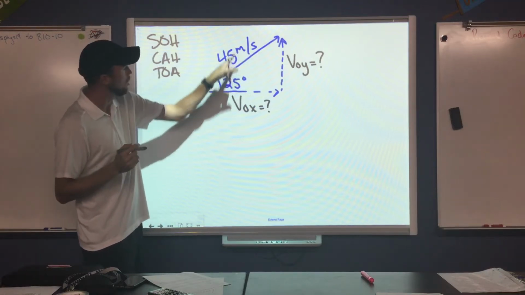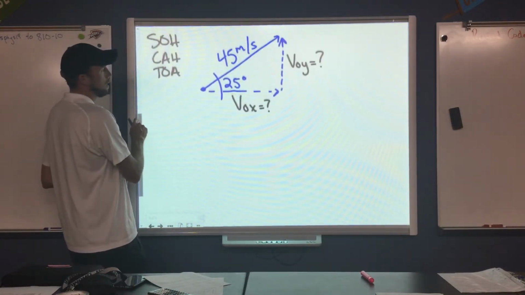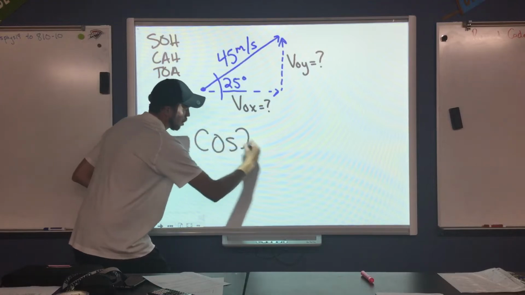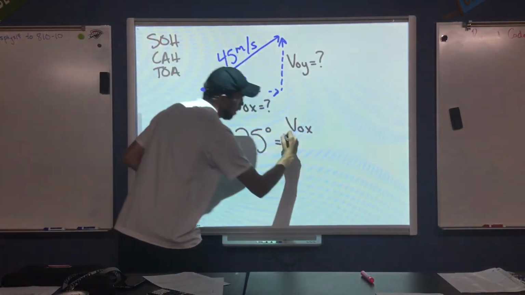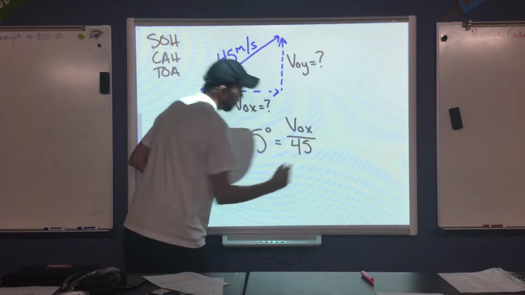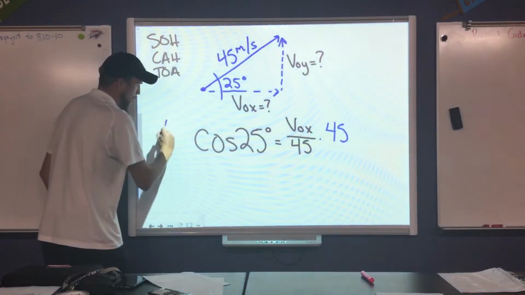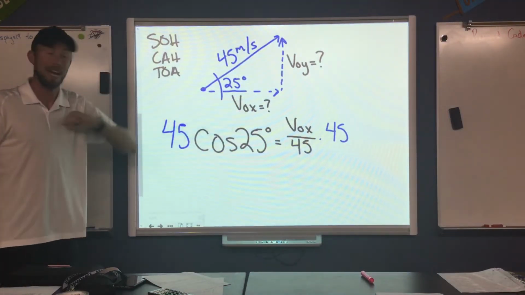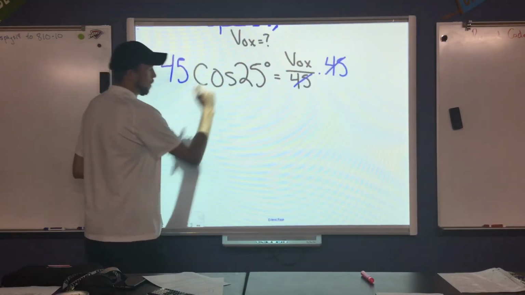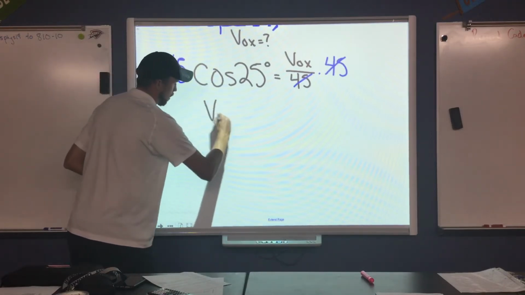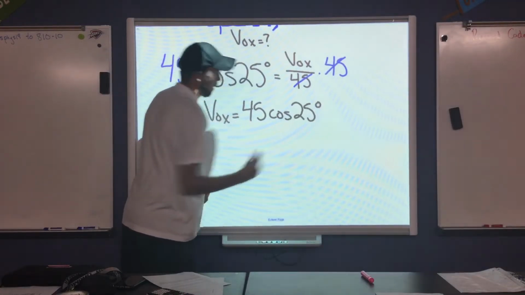It is adjacent to my angle, and we know the hypotenuse, so we can use a cosine function here. That would look like, scroll back up, sorry. Cosine of our angle, 25 degrees, is equal to our x component, because it is the adjacent component, over our hypotenuse, 45 meters per second. And then we will multiply by 45 on both sides of our equation to get our variable by itself that we are looking for. So 45 over 45, those will cancel out. And I will have a value, initial velocity in the x direction, equal to 45 cosine of 25 degrees.